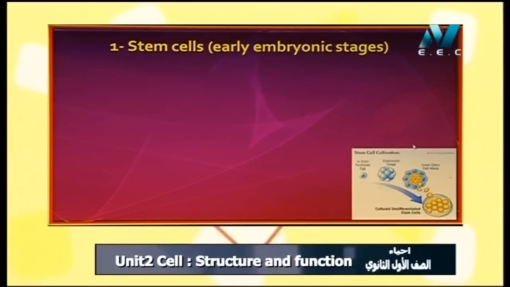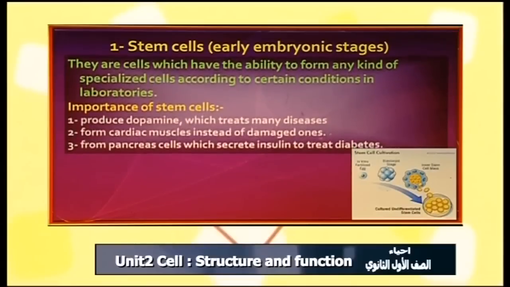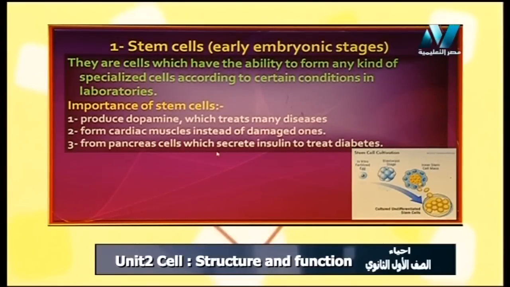شوف السؤال اللي بعده. الحقيقة الجزء ده كان بيتكلم عن حاجة اسمها stem cells، لكن الـ stem cells دي cells have the ability to form any kind of specialized cells according to certain conditions of laboratory. طبعا الـ stem cells دي مش حاجة لازم تبقى عارفها قوي، لكن هي مهمة قوي لأنها بتعمل produce many of the secretions as the tears and it is used in many fields as the treatment of many diseases, and also it forms the cardiac muscles instead of the damaged ones. وبعد كده it forms the pancreas cells which secrete insulin to treat diabetes.